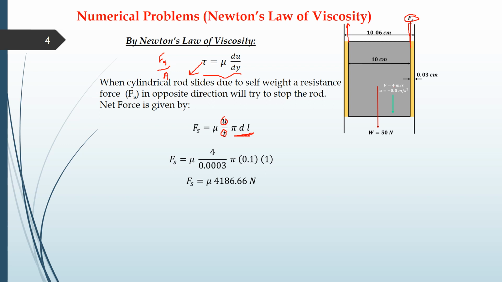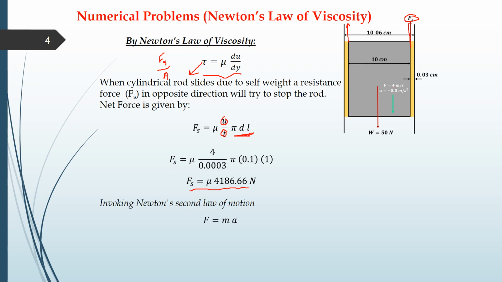So pi d is what? D is the diameter. Again, it is converted into SI units, so it will be 0.1, and L is the length of this rod. So it is 1 meter. So the shear force will be mu times 4186.66 newtons after calculating this.